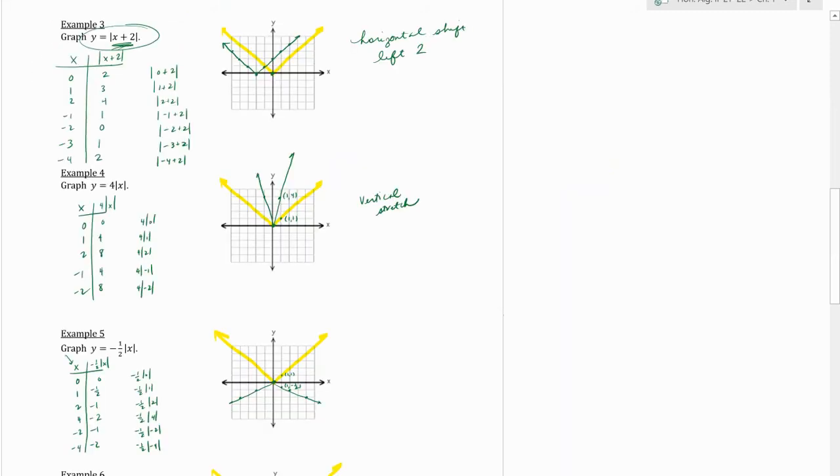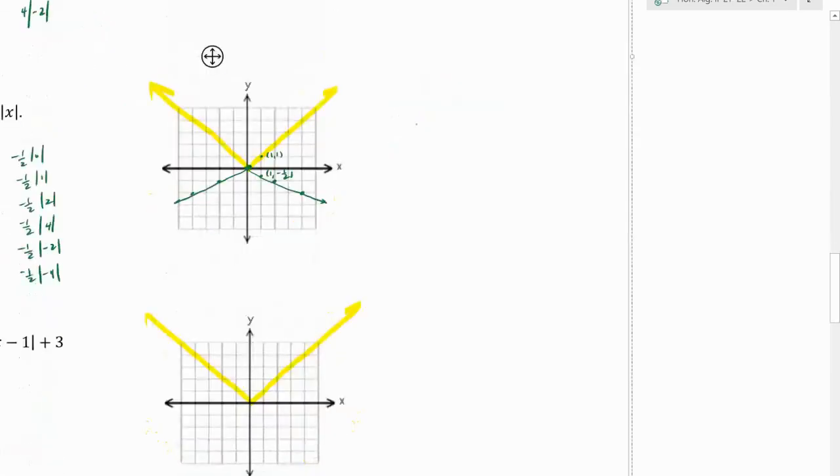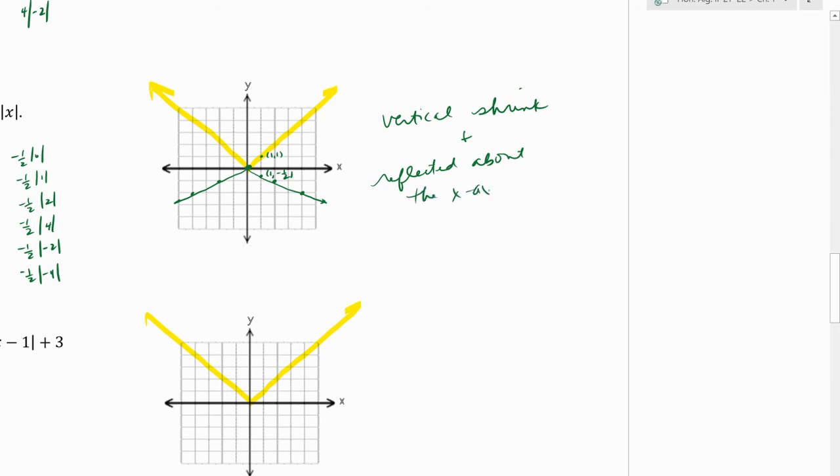So there's two different things going on right there. First, we had a vertical compression or shrink. And this thing got reflected about the x-axis.